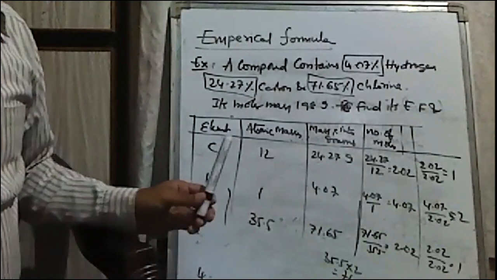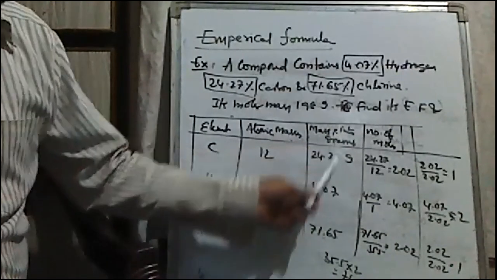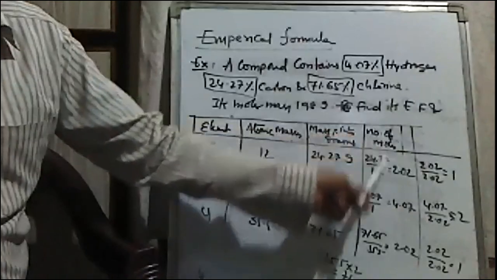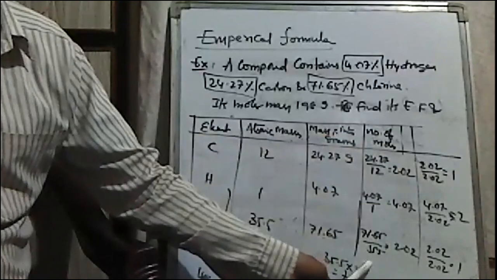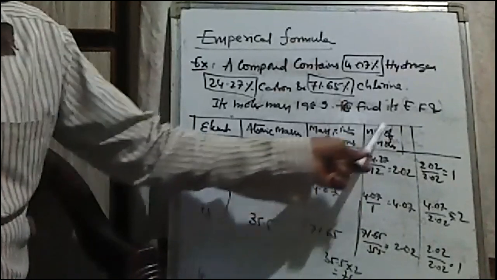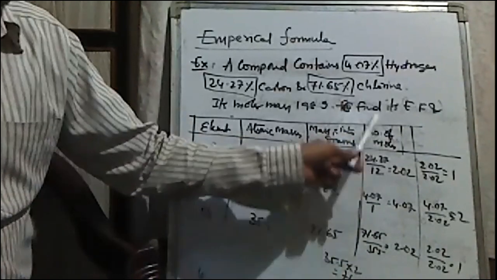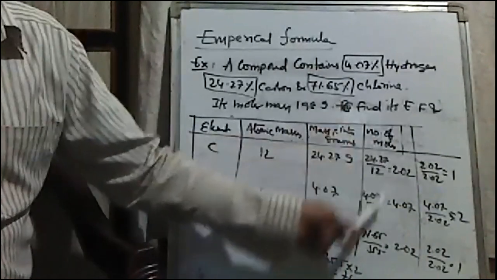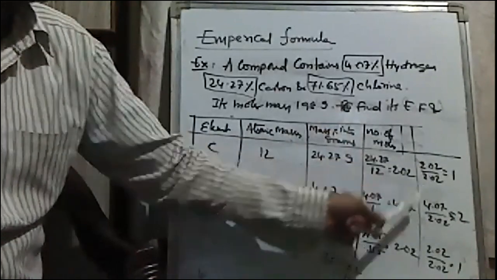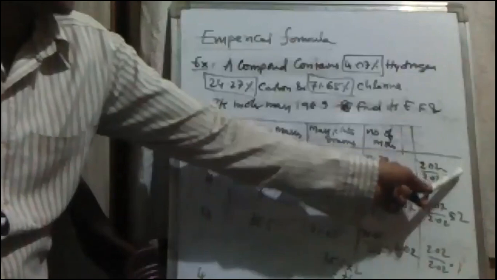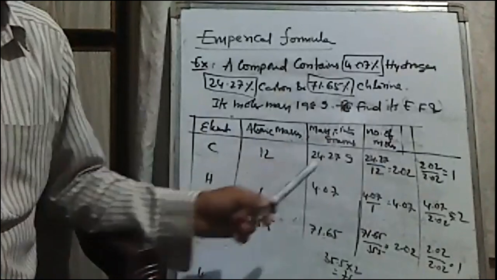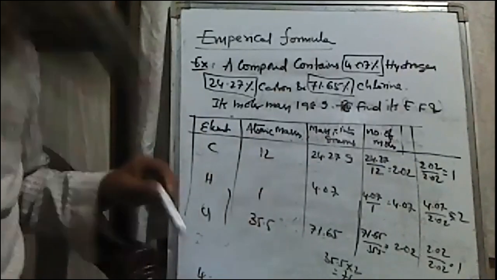So here, what is the first step? Convert the mass percent into grams. This is step 1. After converting the mass percent into grams, convert them into moles. To convert them into moles, we have to divide by atomic mass. Then, after getting the number of moles of each element, divide by the smallest number. Whatever numbers come, that ratio gives the simplest ratio of elements present in the compound, which is nothing but the empirical formula.